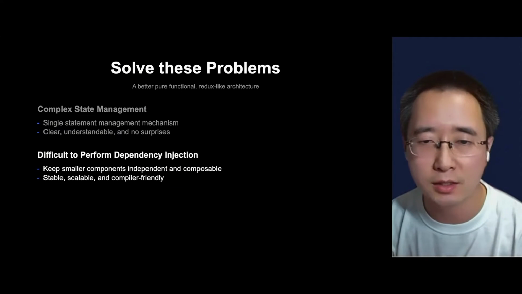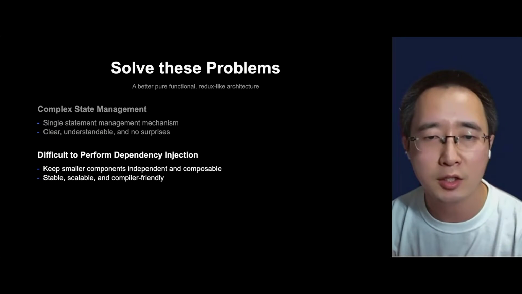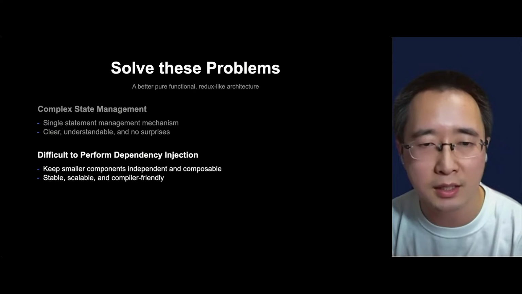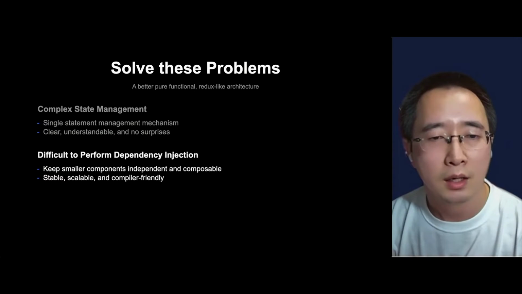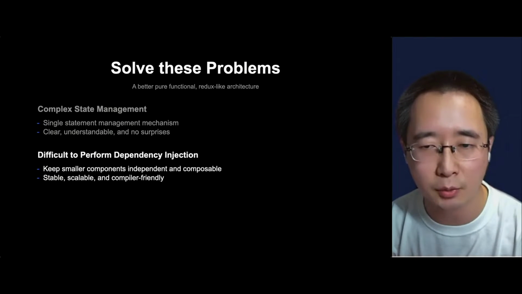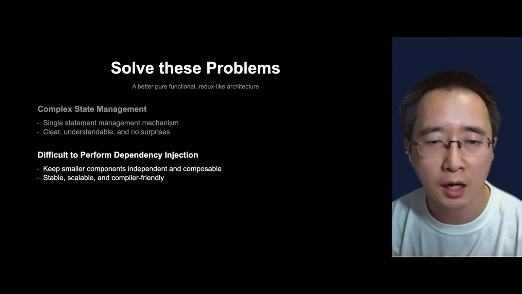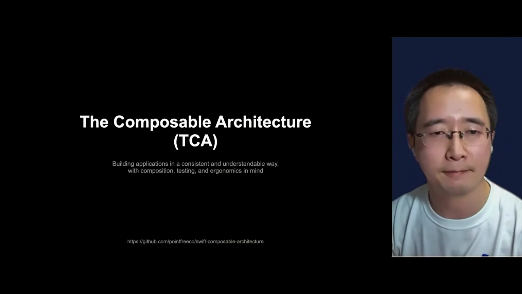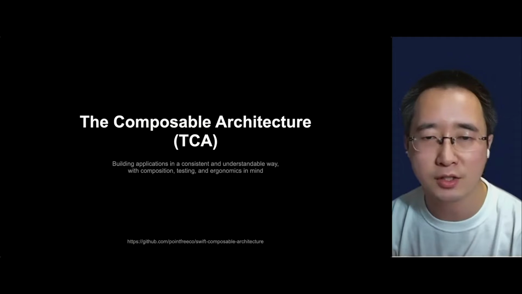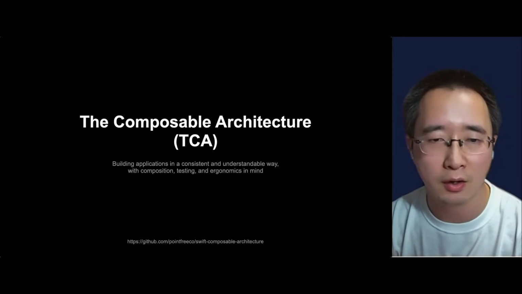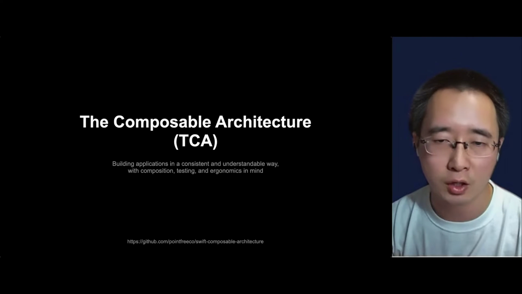To solve this dependency issue, first we want to keep the views as small as possible. It should be an independent component so that it can be composed easily into larger ones. It is best to be a pure view. If a dependency becomes necessary, we want a more robust, compiler-safe, and efficient way to inject and manage it. Luckily, after some searches and trials, we found that the Composable Architecture, known as TCA, might be a good choice.